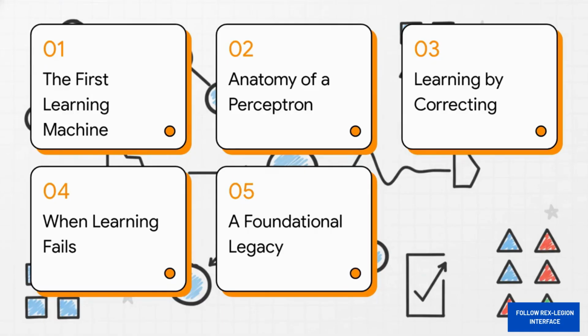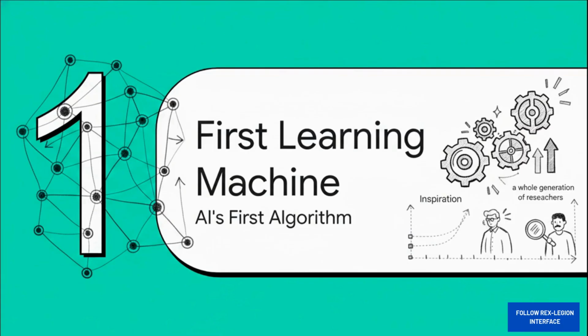So, in this explainer, we are going to completely break down this incredible invention. We're going to start with what it is, then we'll look at the anatomy of its simple brain cell. After that, we'll get into the really cool part, how it learns from its own mistakes. We'll also have to look at its critical breaking point, when it all goes wrong. And finally, we'll wrap up by understanding its powerful and foundational legacy. So, let's start with its place in history.